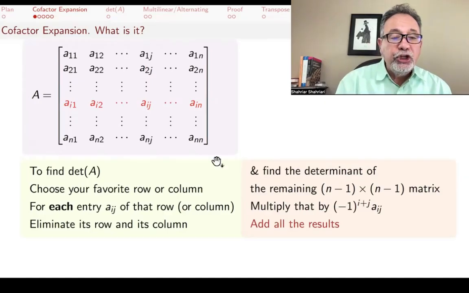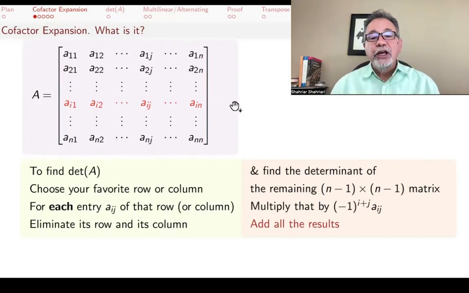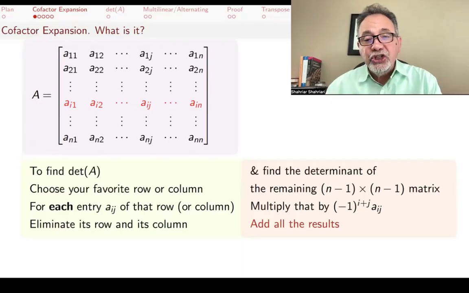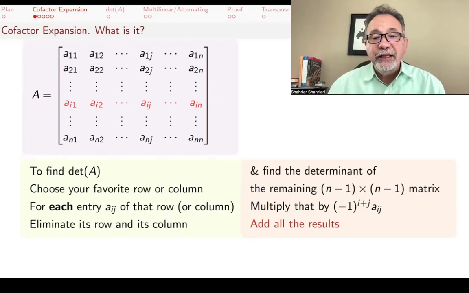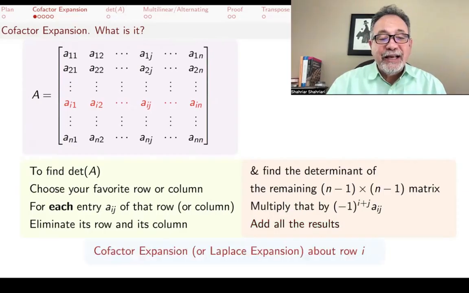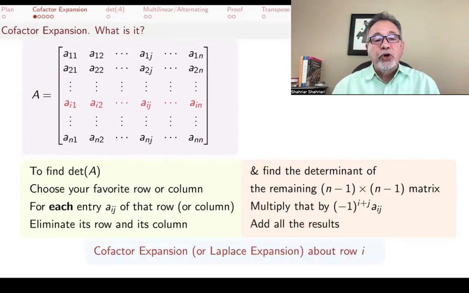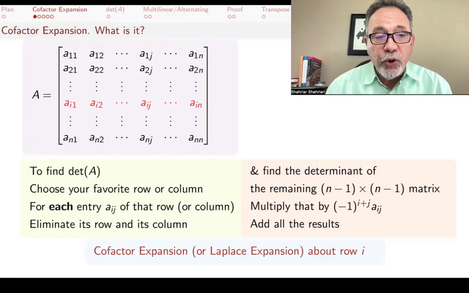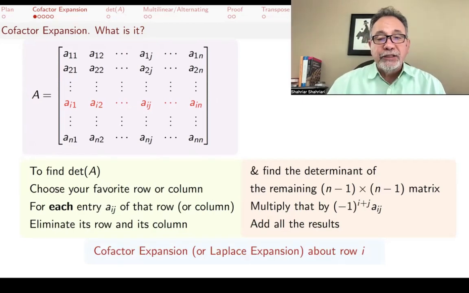So we have one for each one of these entries, ai1, ai2, aij, all the way to ain. For every one of those n entries, you will find one of these: (-1) to the i plus j times aij times the determinant of the remaining n-1 by n-1 matrix. Add them together, and that's going to be the determinant of A. And that is called the cofactor expansion about row i. This is also known as the Laplace expansion.